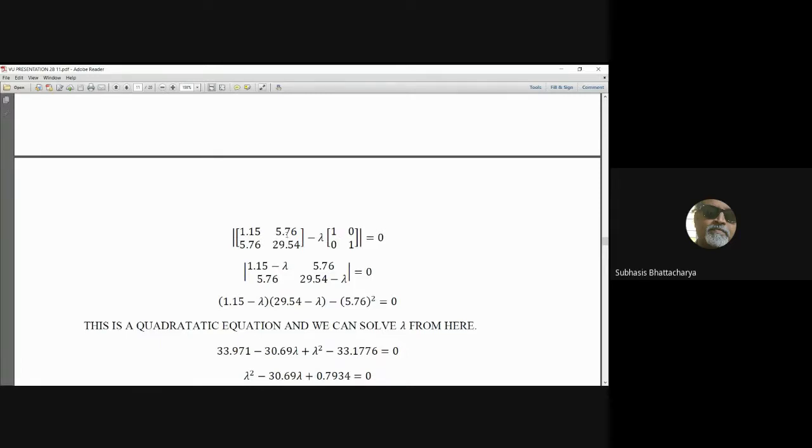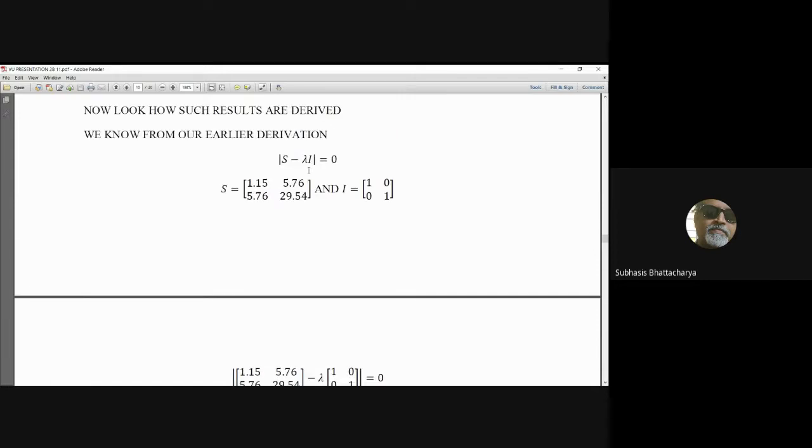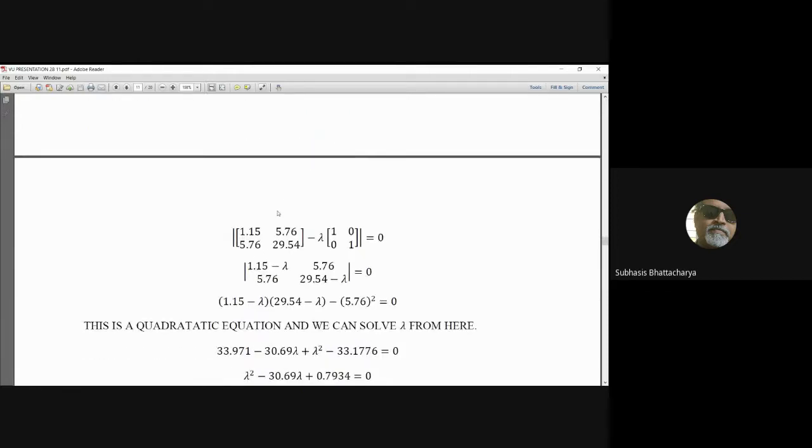Subtracting these two matrices, lambda I becomes lambda 0, 0 lambda, and the new matrix becomes 1.15 minus lambda, 5.76 minus 0, 5.76 minus 0, and 29.54 minus lambda. If I find the determinant of this and set it equal to 0, because the original formula for extraction of the dimension is the determinant of S minus lambda I equals 0.